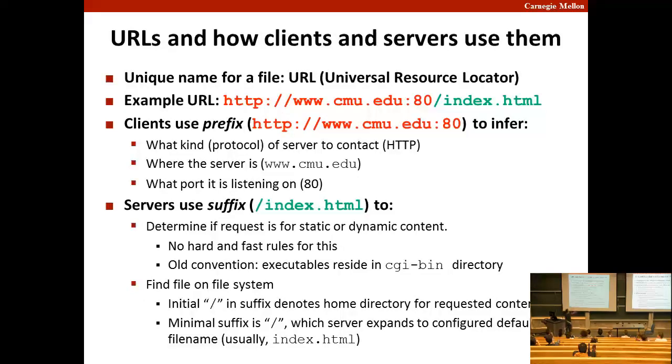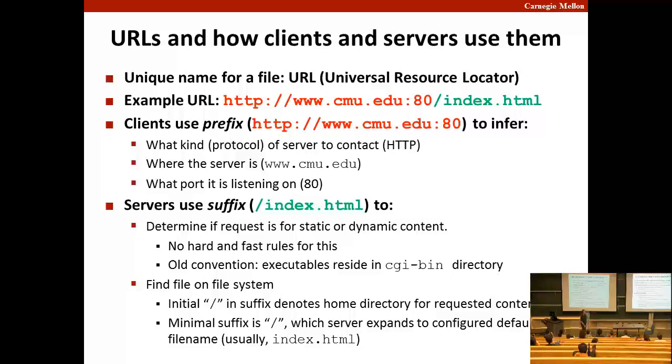We've all seen URLs. HTTP://www.cmu.edu. And then sometimes you see a port number there, like :80 or :443. Unless there's one specified, it's 80. That's the port. 80 is the default port. 443 is the default port if it's using a secure layer. And then the object we want to get.